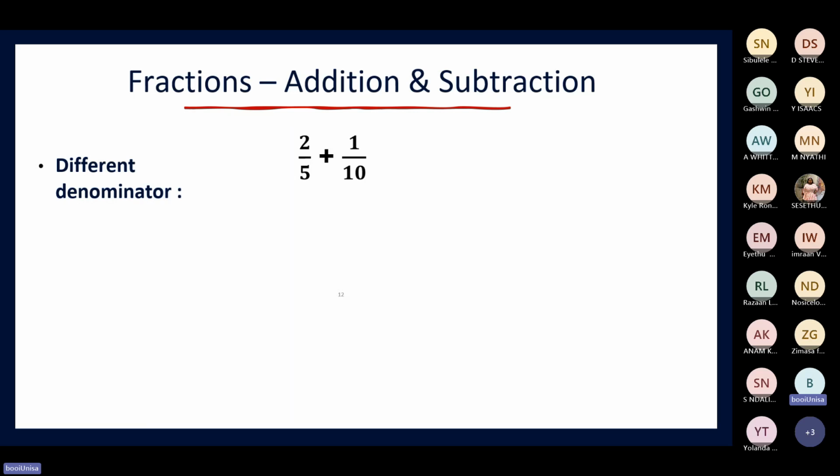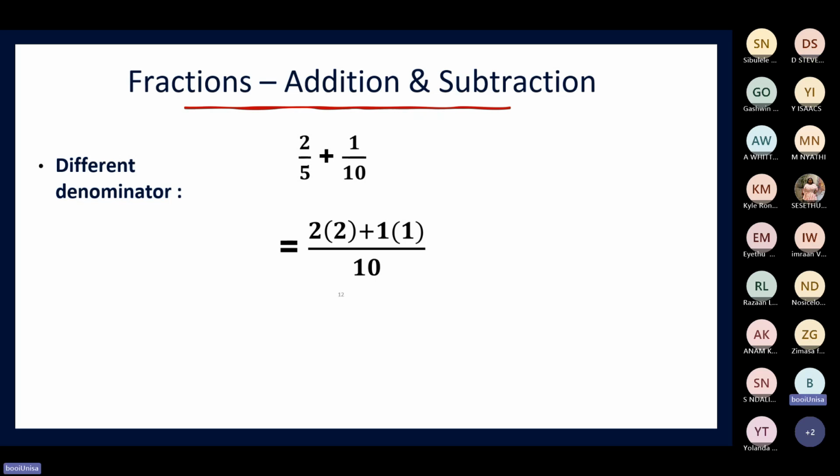We say, what are those numbers that 5 and 10 can divide into and not leave any remainder? 5 can go into 10, and 10 can go into 10. So the common denominator between 5 and 10 is 10. So that will be our denominator. And how then do we solve this? We say 5 goes how many times into our denominator? 10.